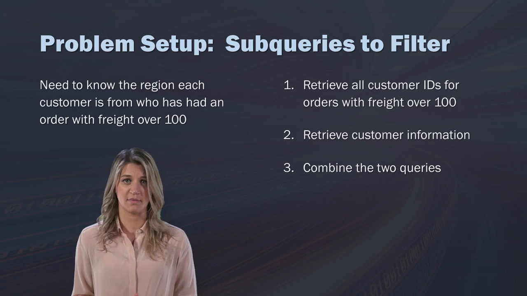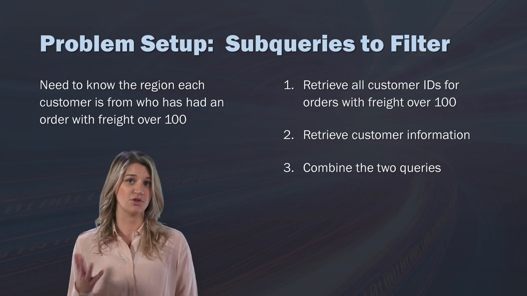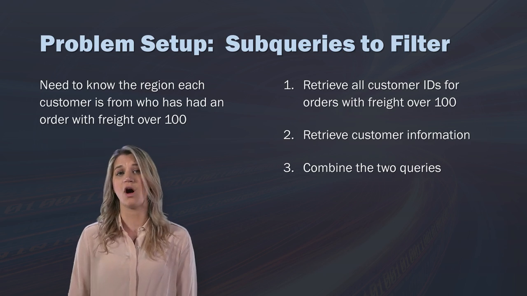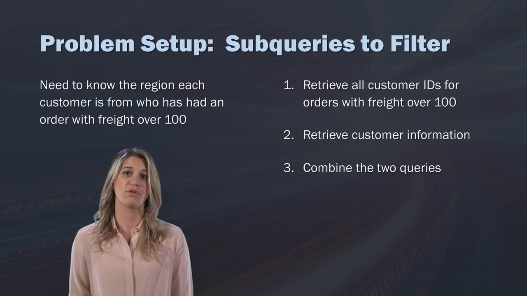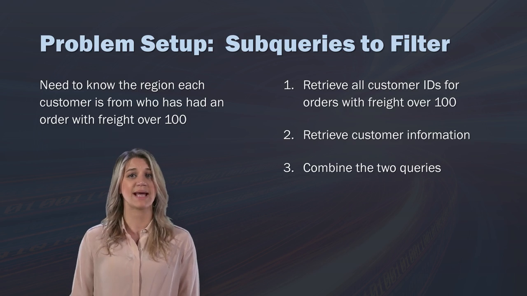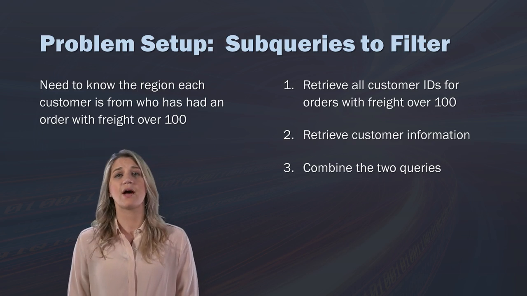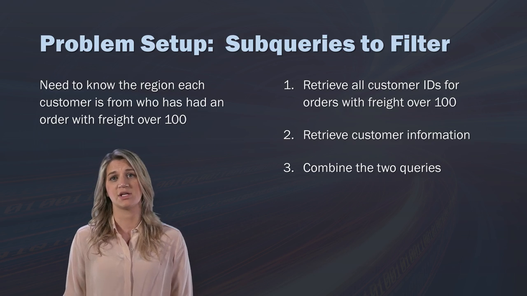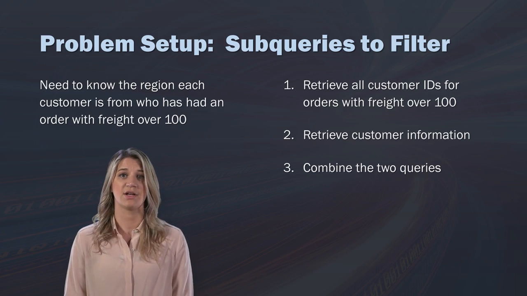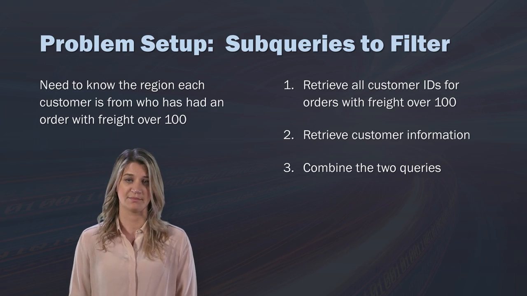these coming from? If we did this with the normal method we have right now, since this information is in two different tables, the customer table and the orders table, we would have to first retrieve all of the customer IDs for orders with freight over 100. But then we wouldn't have what region the customer is from because that's in a different table. Then I would have to go and retrieve the customer information to get the regions from that separate table. And then I would need to combine that, so now I can select the IDs for the ones that had freight over 100.